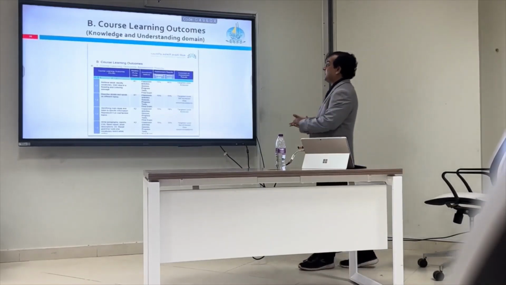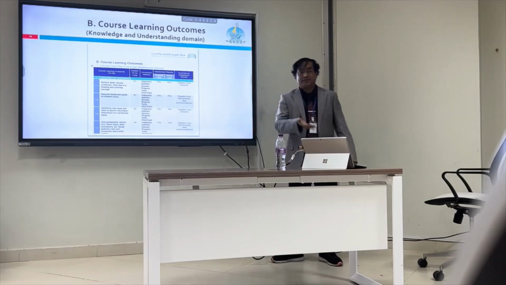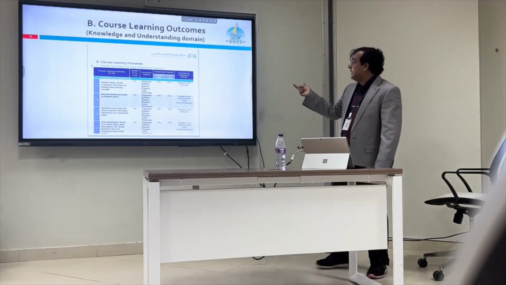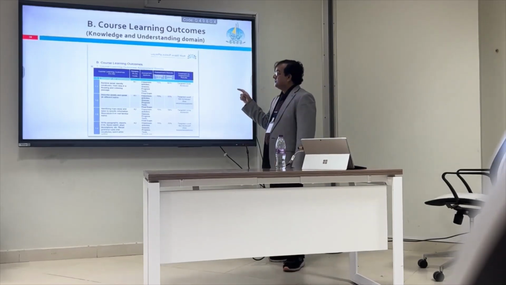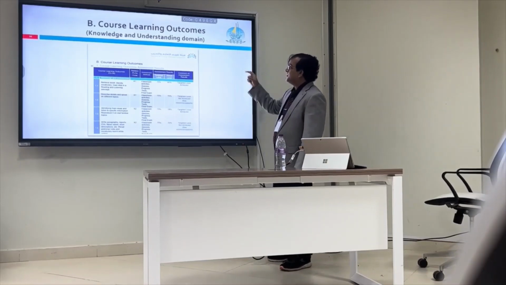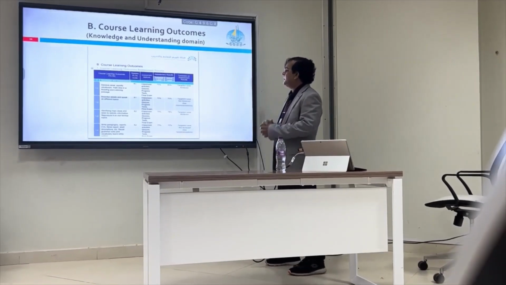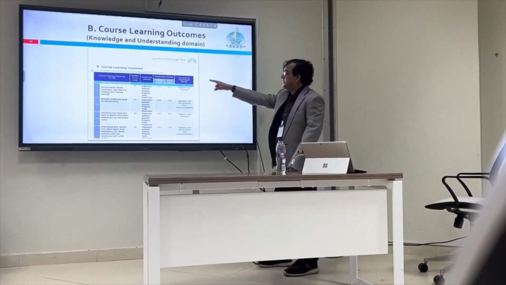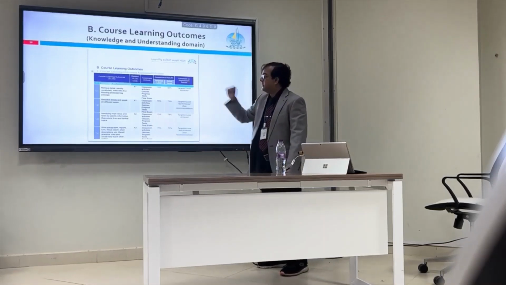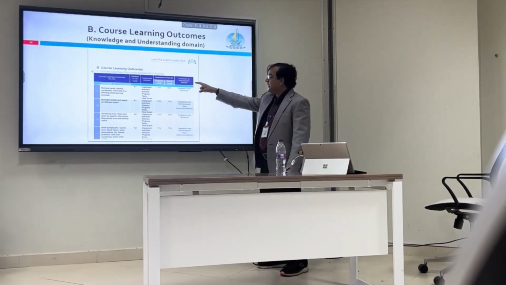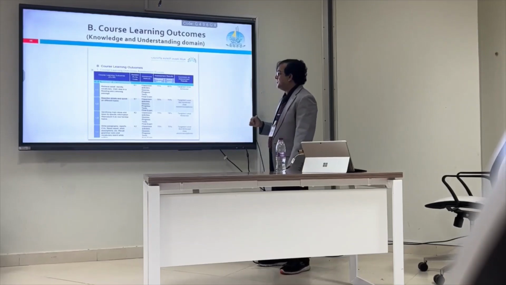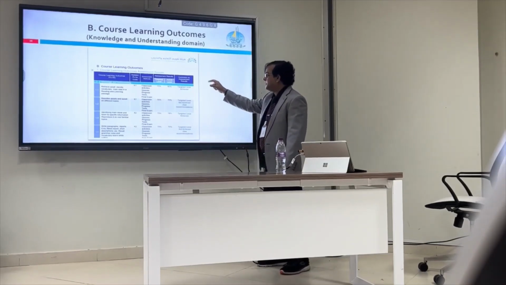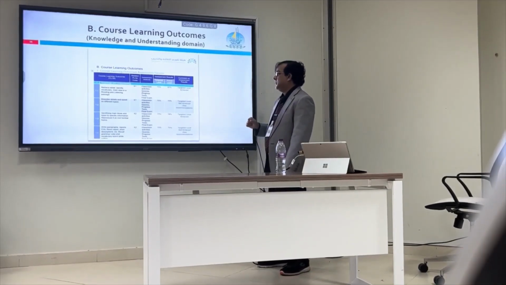So here, learning outcomes. This is one of the complicated items in the course report. Here, course learning outcomes. The domain is knowledge and understanding. Look at this. Course learning outcomes. Then we have related PLO score. Then we have assessment methods, assessment results, comment and student results.